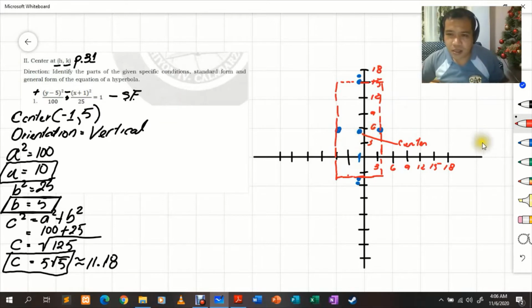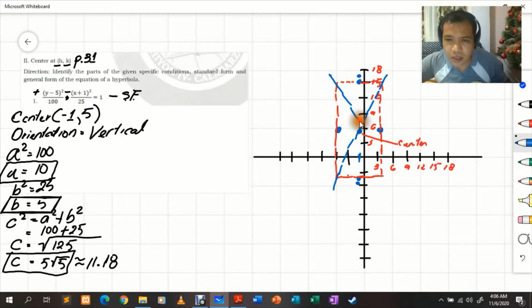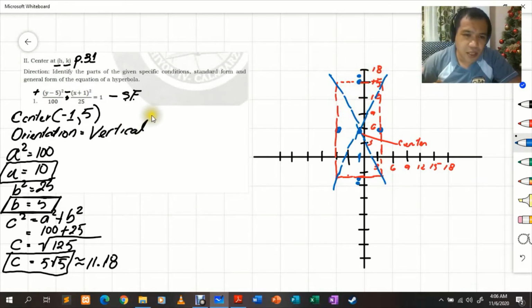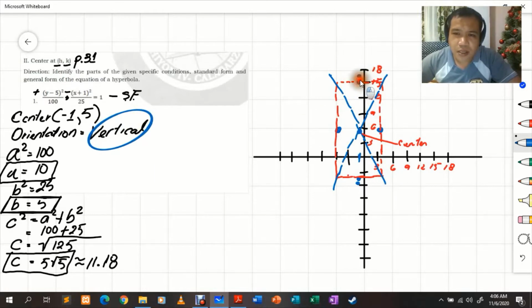Matatagos doon, papunta sa gitna. Another one. Sorry. So, assuming tumama siya sa gitna. Then, since vertical tayo, ito yung ano natin.